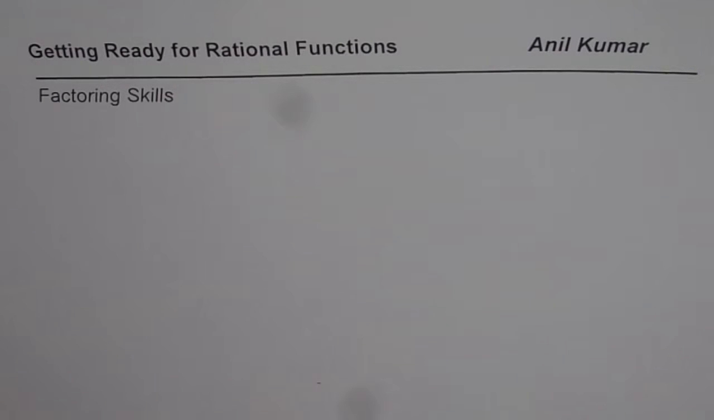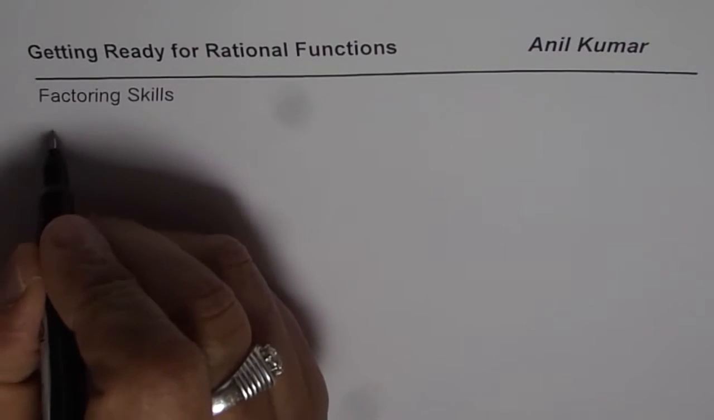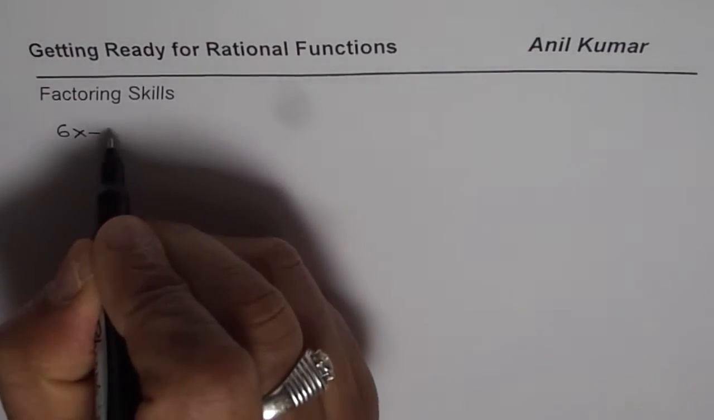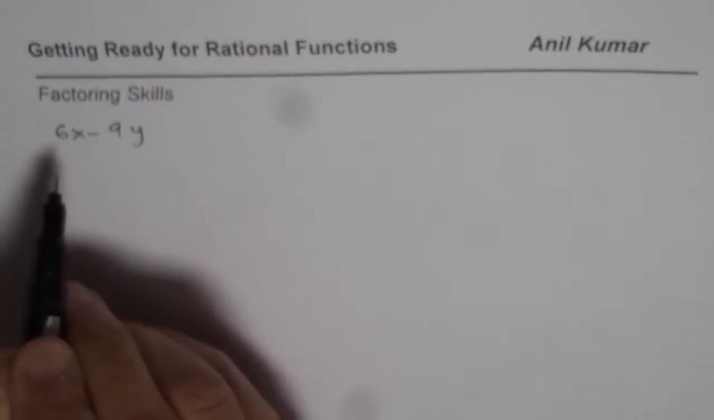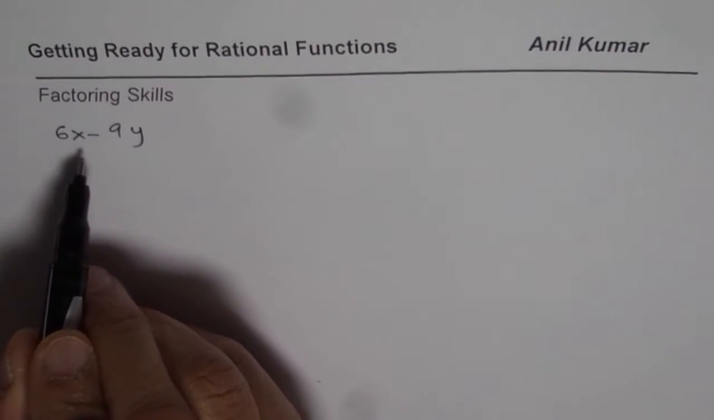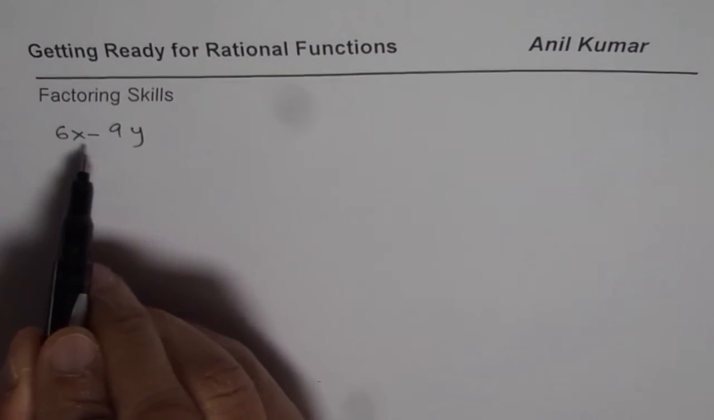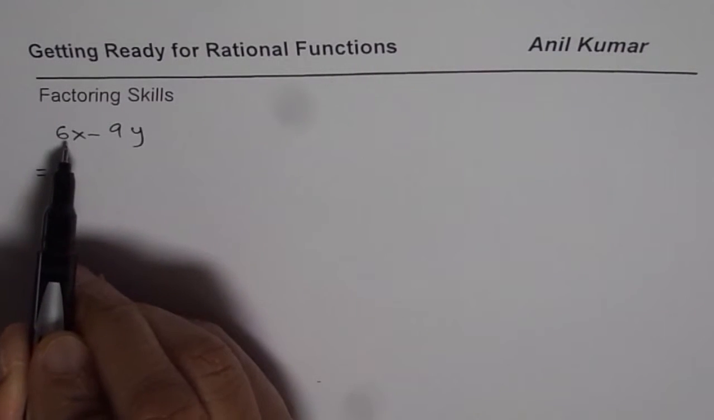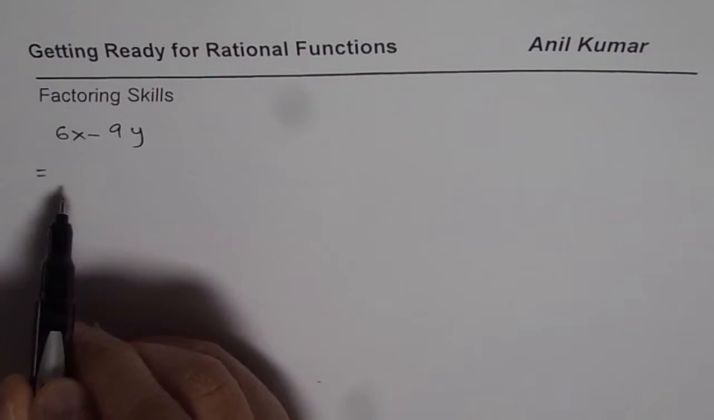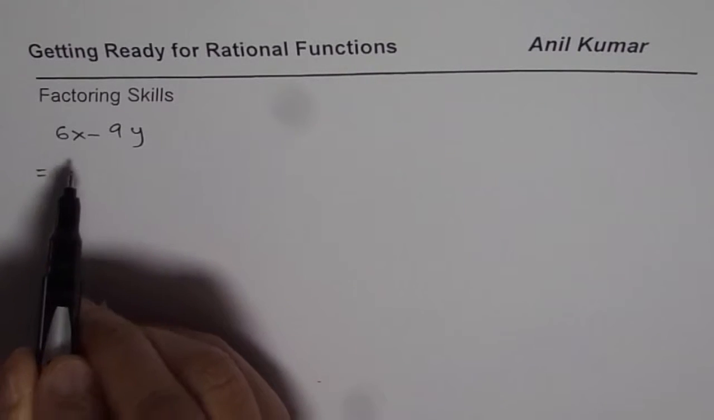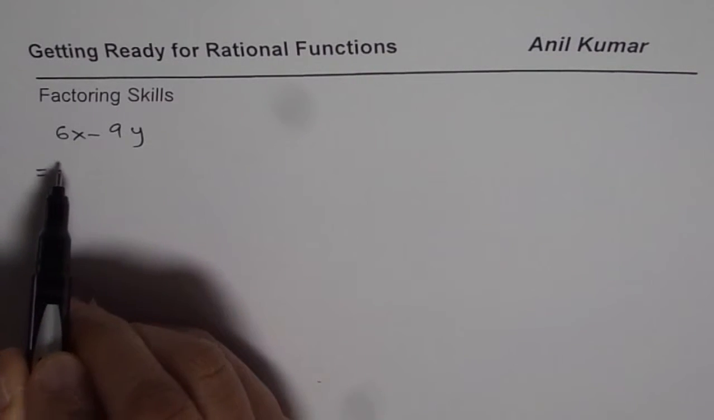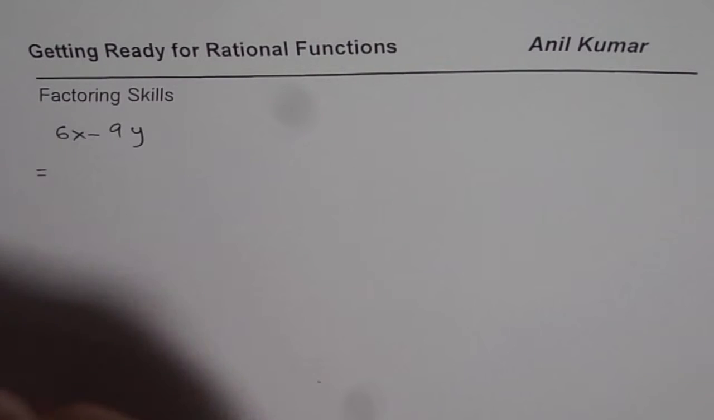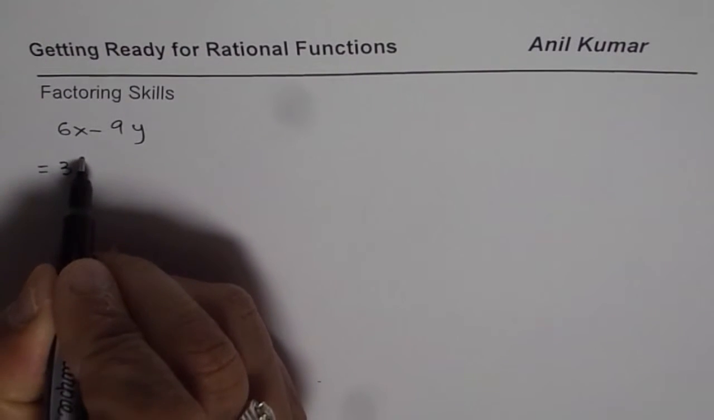Let's begin with a simple common factoring example, which is something like 6x minus 9y. Now to factor means to write sum or difference form into product form. We could always see what is common between the numbers and the variables. Now nothing is common between the variables, but the numbers 6 and 9 have a common factor of 3. So we could take 3 as a common factor.